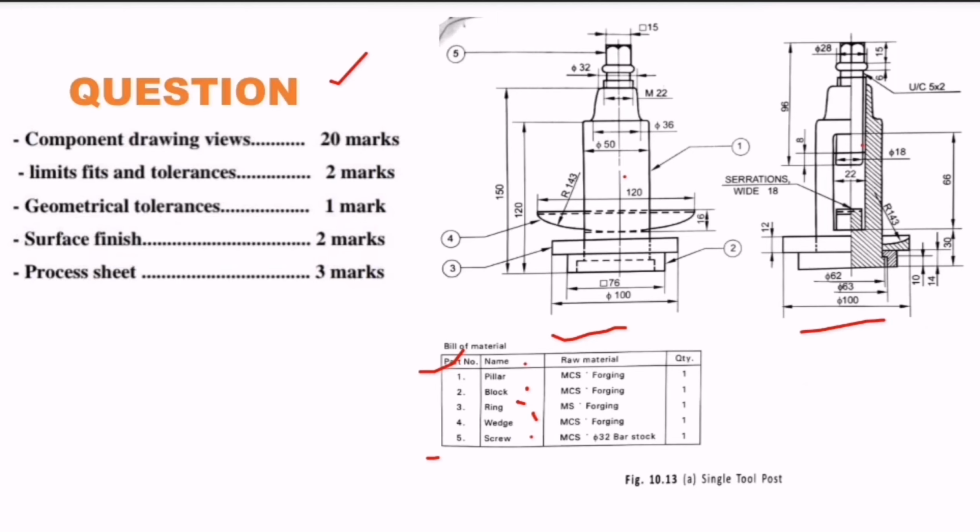The question asked that draw the component drawing views, means divide this figure into individual parts. Second is limits, fits and tolerance, means indicate the tolerance symbols and find out the different types of fits. Geometrical tolerances and surface finish, and finally process sheet. All this information we need to provide in the answer to get full marks.